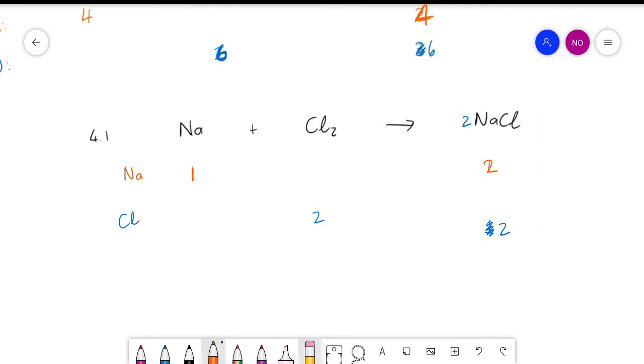How do I change that 1 to a 2 in the reactants? So where do we write the 2? In front or at the back? Always in front. We don't change the small numbers. Okay, so your final answer will be 2 sodiums reacts with 1 chlorine to form 2 sodium chlorides.